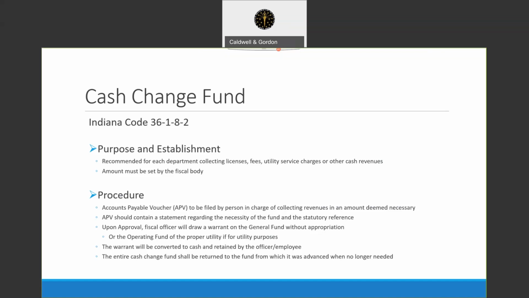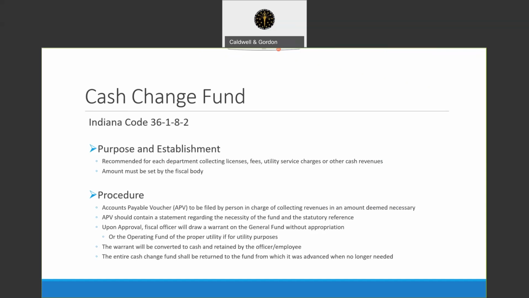The accounts payable voucher should contain a statement regarding the necessity for such fund, together with the statutory reference authorizing its establishment. Upon approval of the accounts payable voucher by the proper board, the clerk treasurer would draw a warrant on the city or town general fund without appropriation, if for civil use, or the operating fund of the proper utility, if for utility purposes. Then that warrant is to be converted to cash and retained by the officer or employee in whose favor it's drawn, who shall be held individually responsible for the custody and safekeeping of such cash.